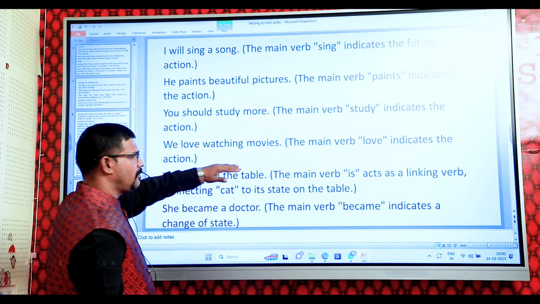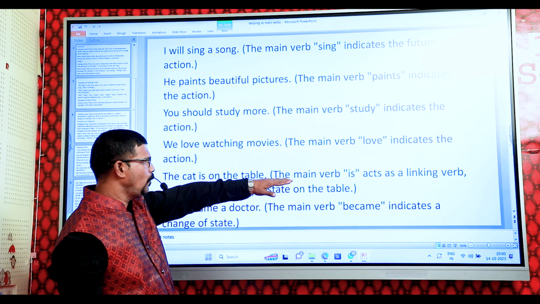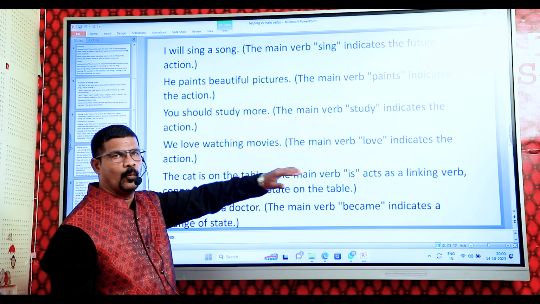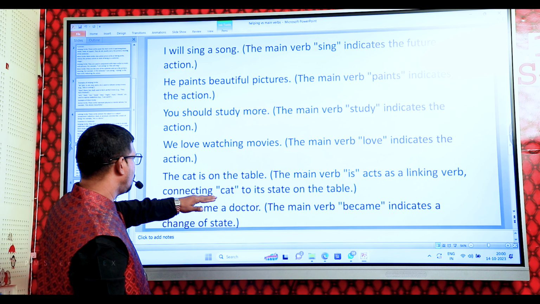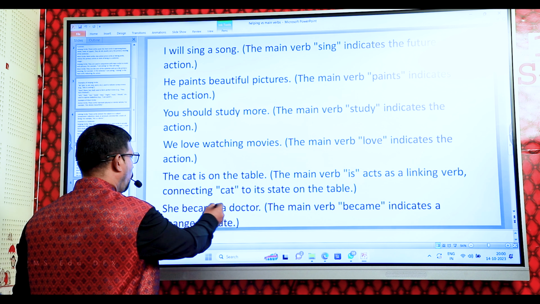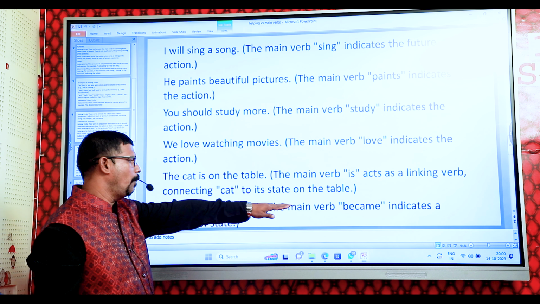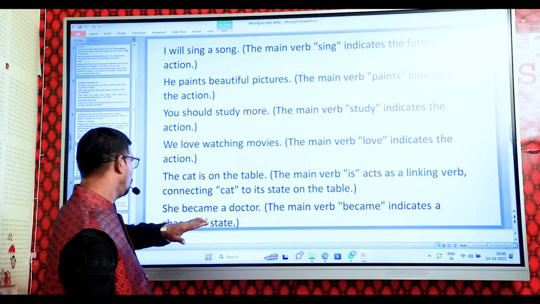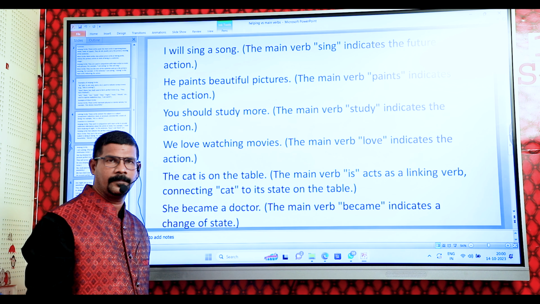The cat is on the table. The main verb acts as a linking verb, connecting cat to its state on the table. She became a doctor. The main verb became indicates a change of state.